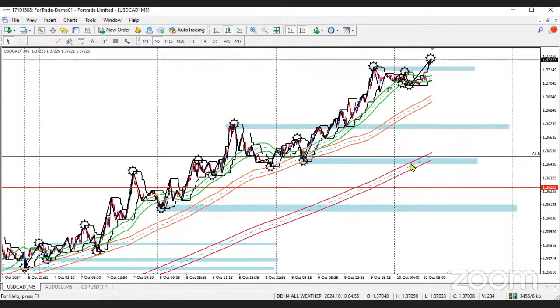So we're just going to take note of these levels on USD/CAD and wait for price to get into those levels. Please take note of them as well. 1, 2, 3, 4, 5. I'm sure you've taken note of the H1 time frame as well.